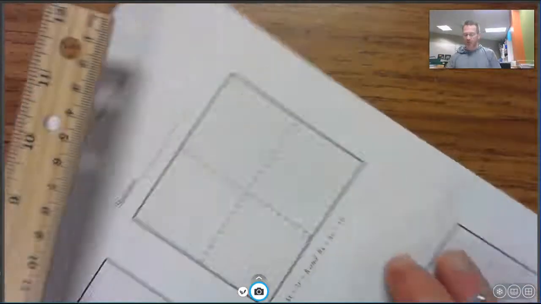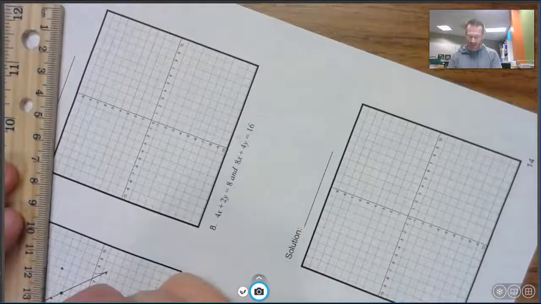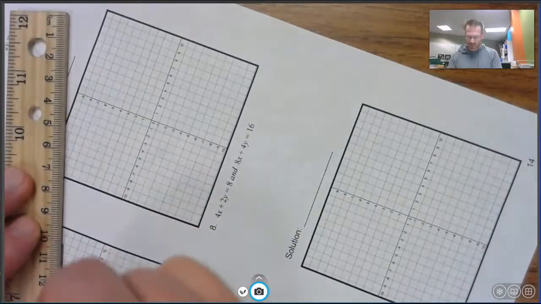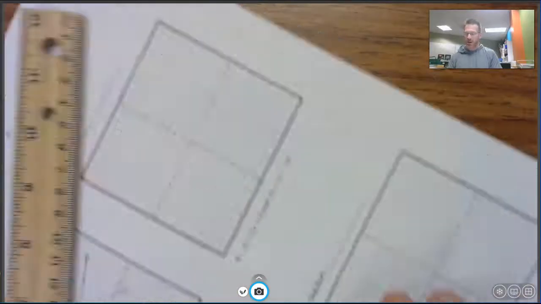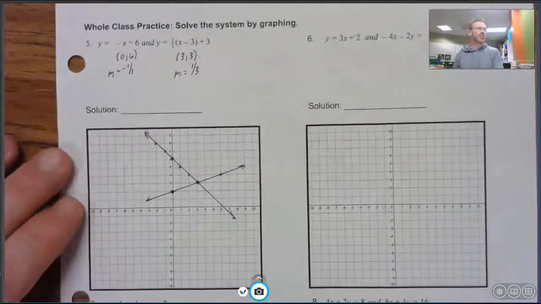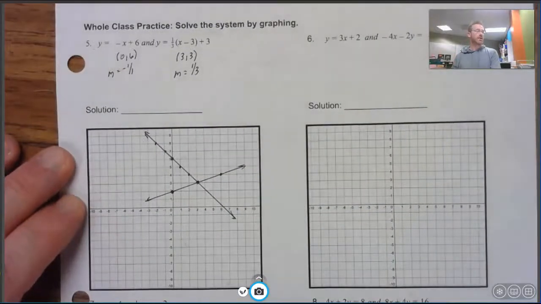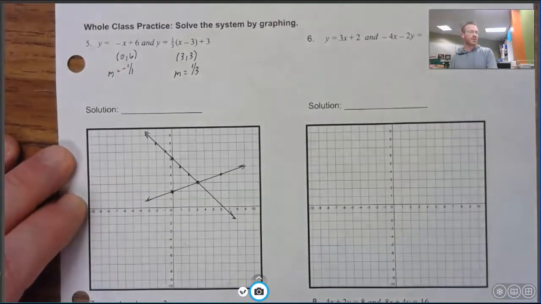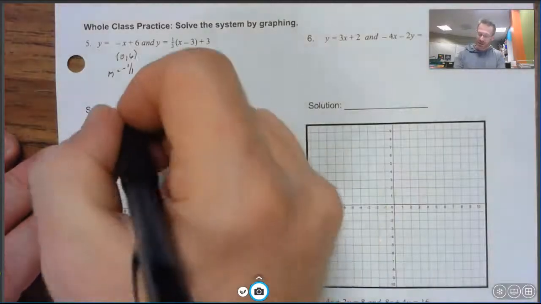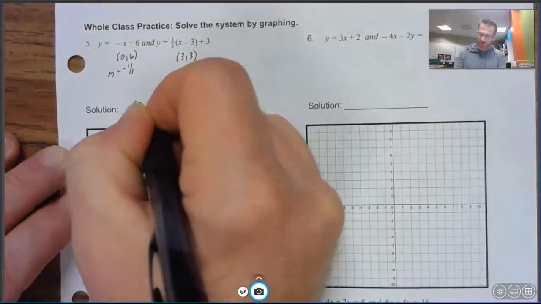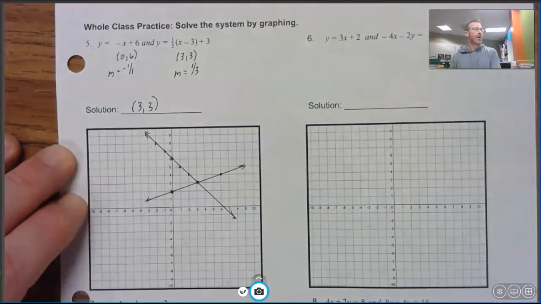All right, and so we still want you to graph each line fully, even if you already know or see what that point of intersection would be, because we are also assessing your knowledge of graphing when you do these problems. So you can see now we're in that situation, right? I have one point of intersection, and that point of intersection is 3, 3.